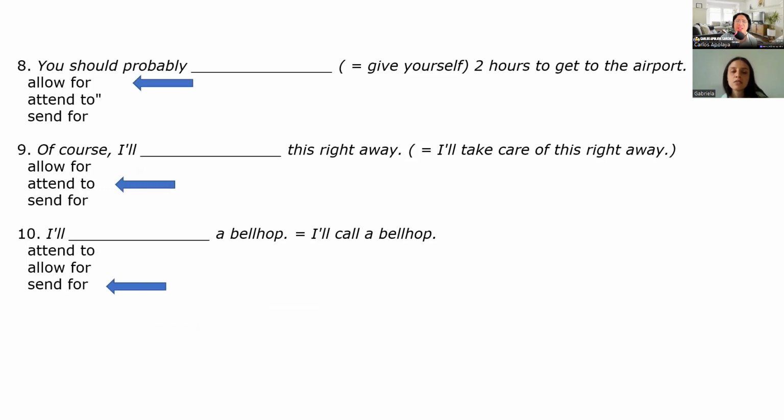Of course, if I say call, it's okay, but I prefer to use phrasal verbs. I'll send for, or like attend to. You say, what are you doing here? You are supposed to attend to the people. Yes, I am attending to people. You see, estoy atendiendo a la gente. Allow for, you need to give yourself.